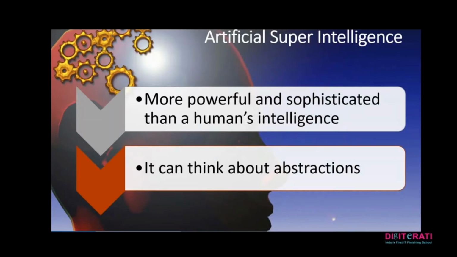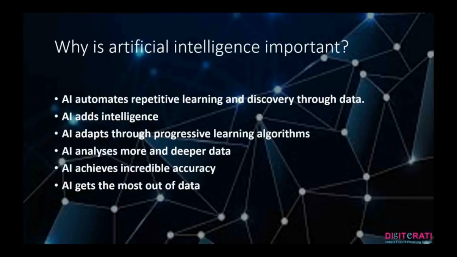And then we have a super intelligence, where it can think more than a human being. Human intelligence is so sophisticated and it can think about abstraction. It can think about anything, it's like a superhuman being. That's the super intelligence. Three broad categories of artificial intelligence that are available.